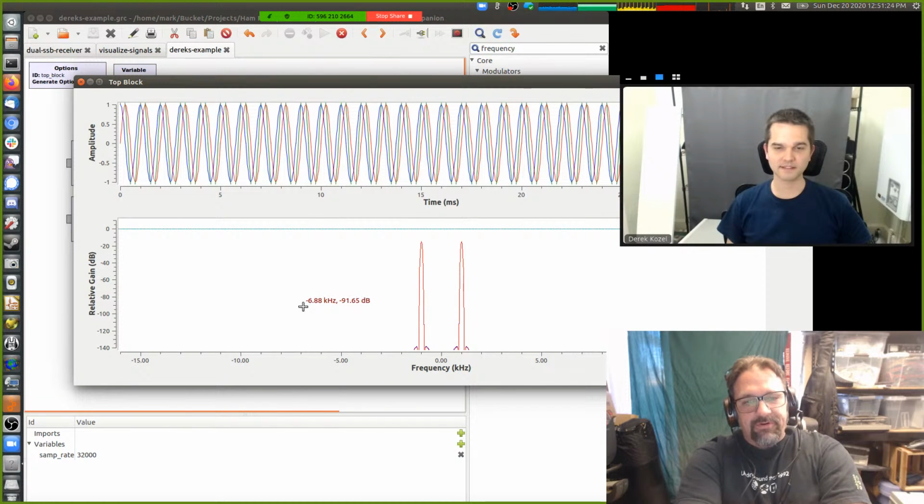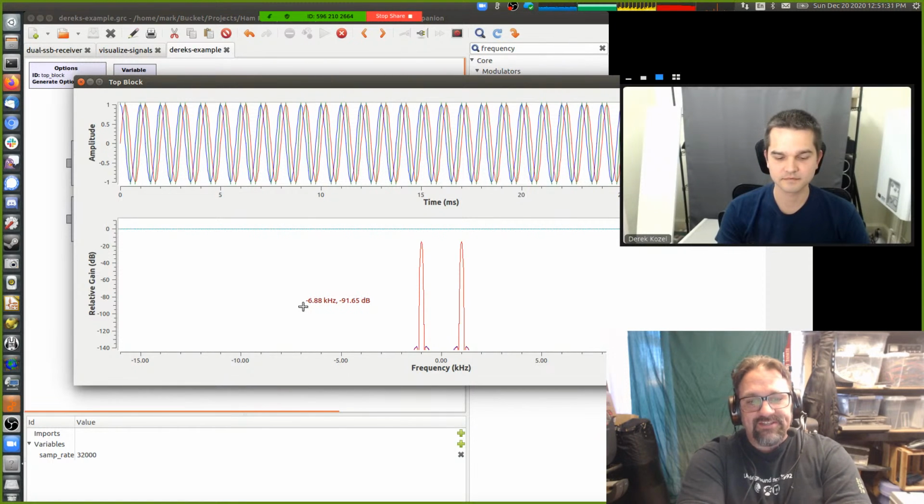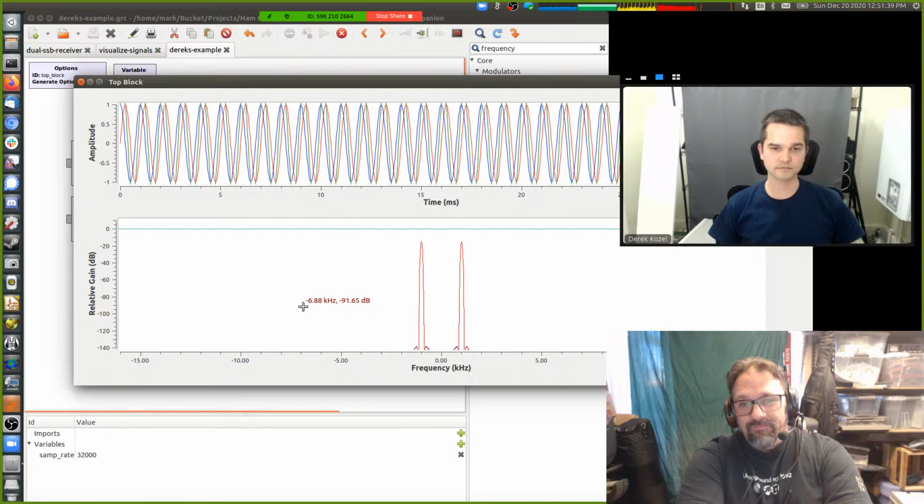What I still don't understand is we have fed in a single tone. Why is this showing two tones? I understand that it's the same tone on either side of 0, but I'm still having a hard time with negative frequencies. These are both valid answers.